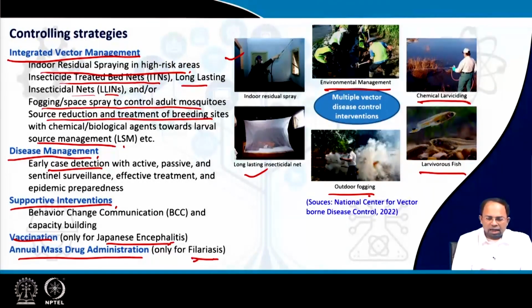So we have to detect cases early, with active, passive and sentinel surveillance systems. Sentinel surveillance is voluntary surveillance by different health facilities, government, individual medical doctors' dispensaries and so on, or clinics. So, or with active surveillance or passive surveillance systems. Then effective treatment of the disease, and overall epidemic preparedness. That means how prepared I am with the different tests through which I can test the incidence of disease, or how often I can do some active monitoring of whether some people are infected or not. So all this is part of the disease management.